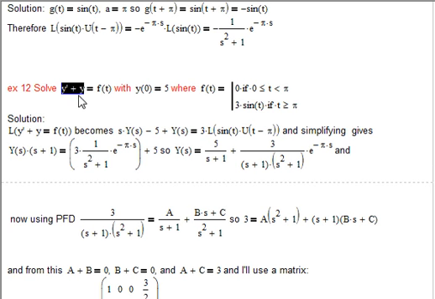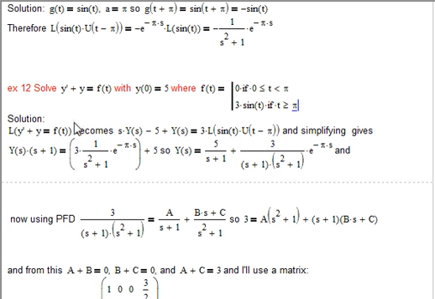So if we solve y prime plus y equals f of t with initial condition y of 0 is 5, where f of t is this piecewise defined function, it's either 0 if t is between 0 and pi, and 3 times the sine of t if t is greater than or equal to pi.